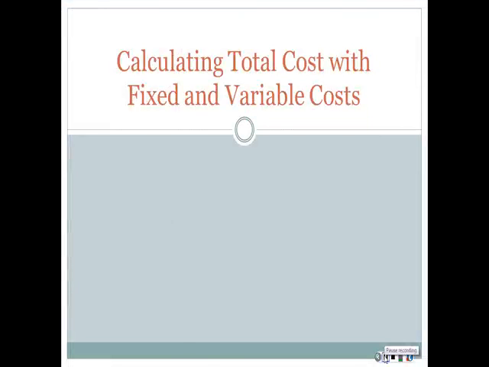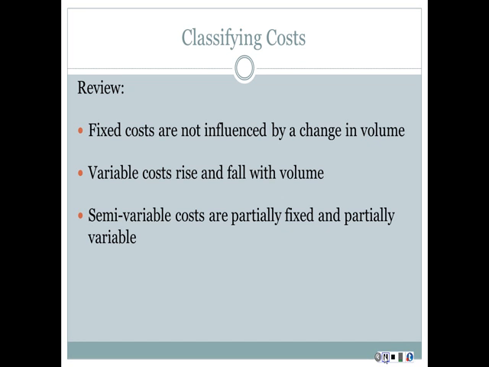In this recording, these are instructions on how to calculate total cost with fixed and variable costs. We're also going to talk about the cost per patient or per procedure in these instructions. So we want to go back and classify costs again, just to review.